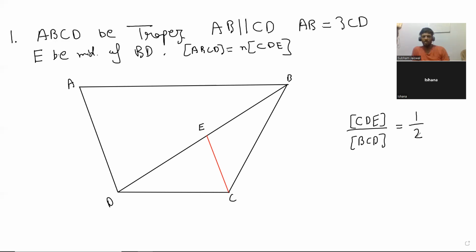CDE is half of BCD. Any other observations? Sir, shouldn't it be 1/4? No. It is not similarity. It is just the base and the common base thing.